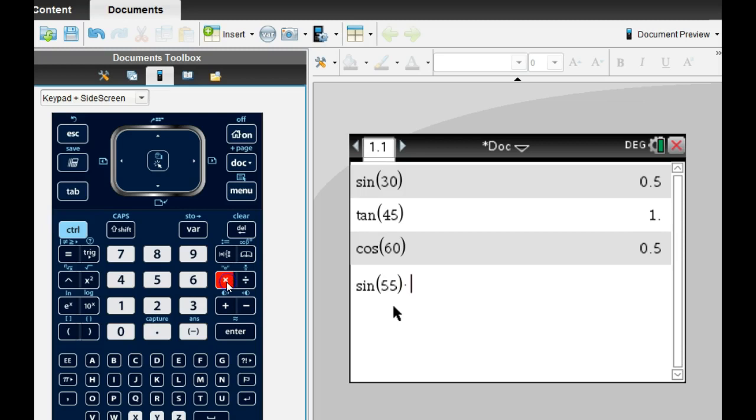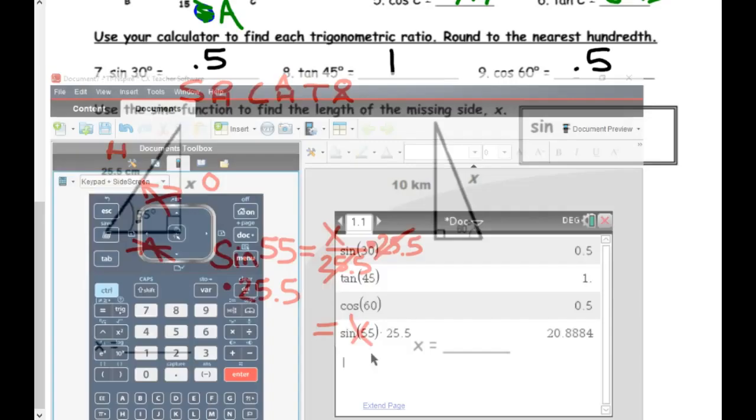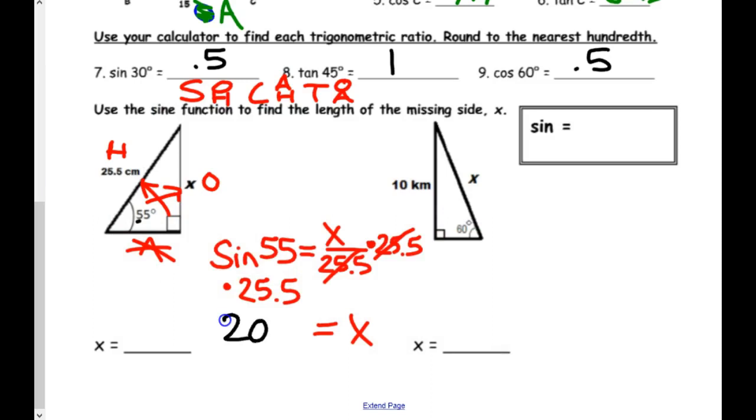Times 25.5. So sine 55 times 25.5. We hit enter, and we get 20.888, and that third 8 makes the second 8 go up to 9. So 20.89. And I'm going to write it over here on this blank, 20.89. So, again, I labeled my sides. I crossed one out. I wrote my trig, and I solved for X, and then I plugged it in the calculator. Those are my steps, okay?